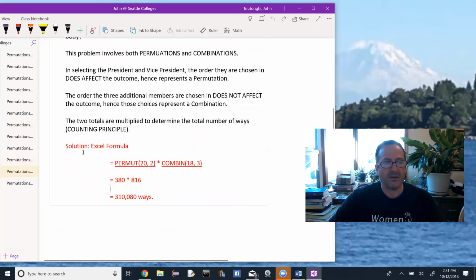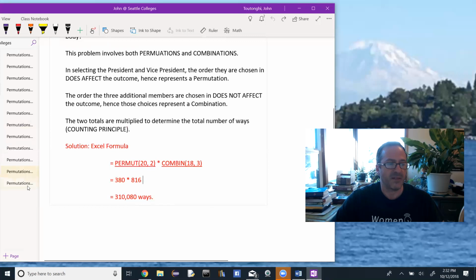So I would just use Excel here. In the first permutation, we have 20 people and we're choosing 2 of them, so that's a permutation. And then we're multiplying that by a combination, but we only have 18 people left. And from those 18, we are choosing 3. So when we plug that into Excel, 380 times 816, or 310,080 ways.